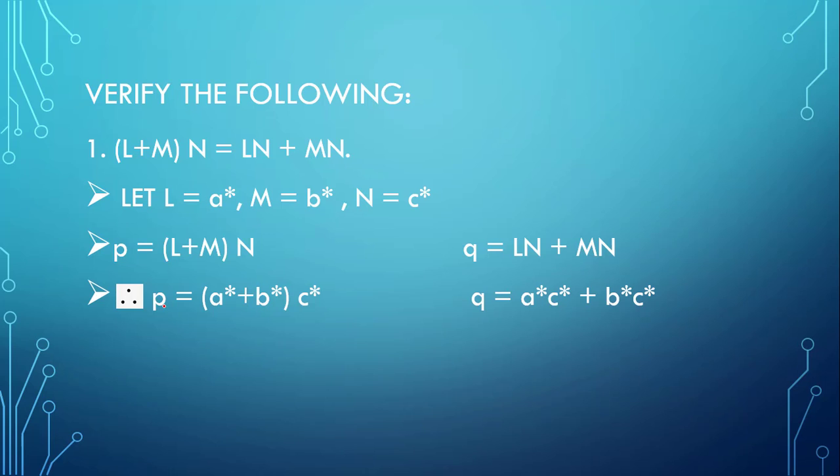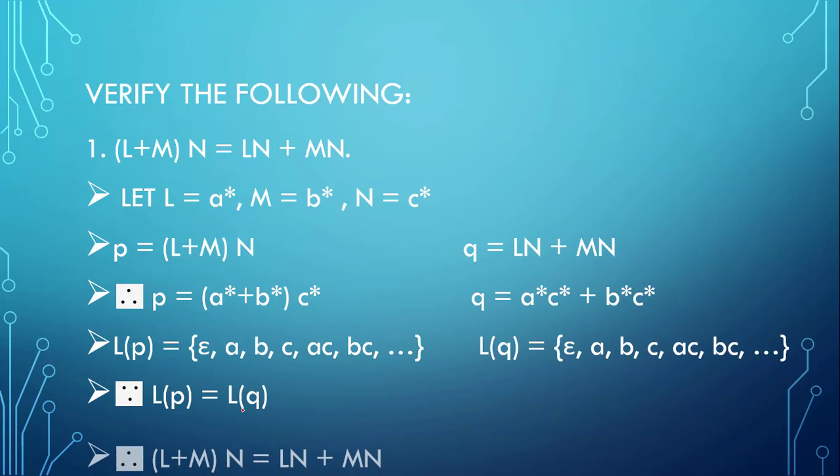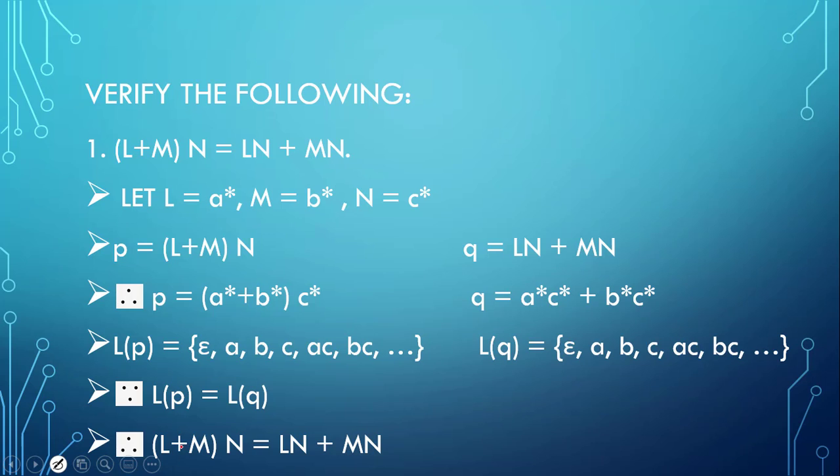Now we substitute P is equal to (a star plus b star) dot c star and Q is equal to a star c star plus b star c star. Since the language of P is generated as epsilon, a, b, c, ac, bc and the language of Q generated is epsilon, a, b, c, ac and bc, we can conclude that L of P is equal to L of Q, that is, the language of P and the language of Q are equivalent. Therefore, we can say that (L plus M) dot N is equal to Ln plus Mn.